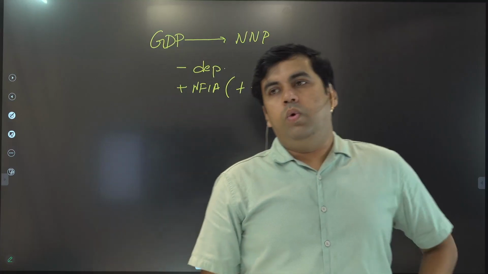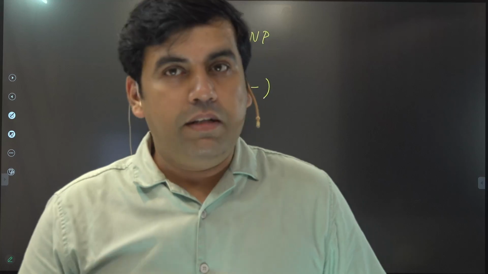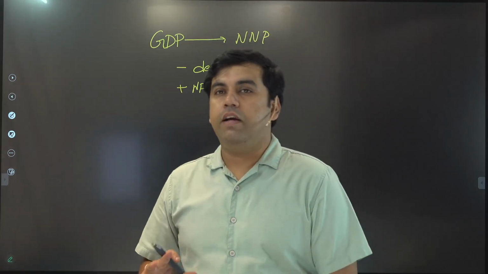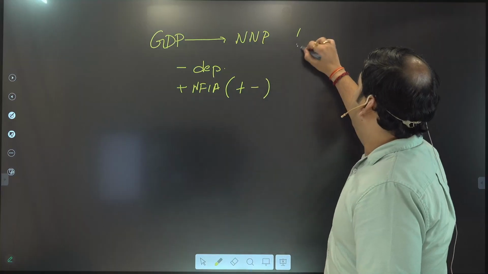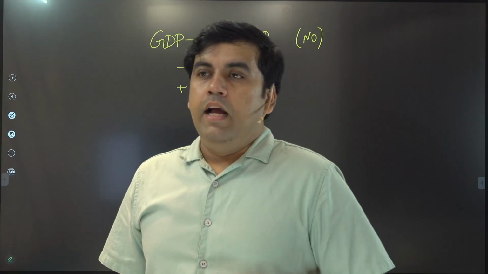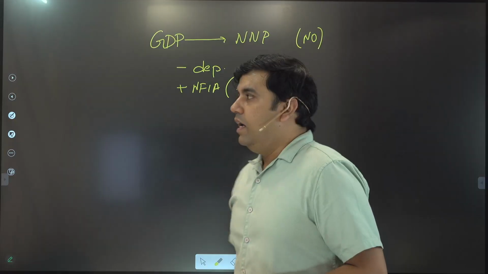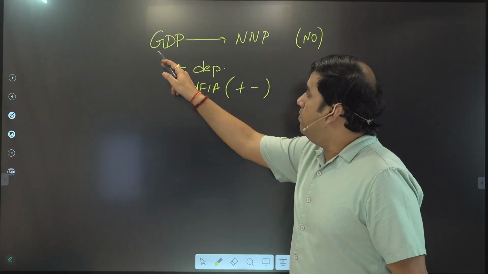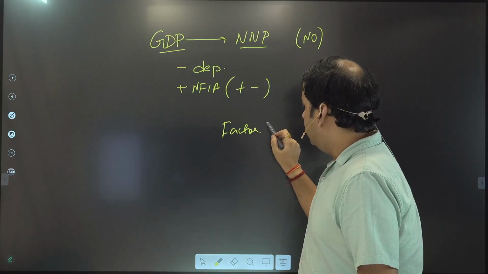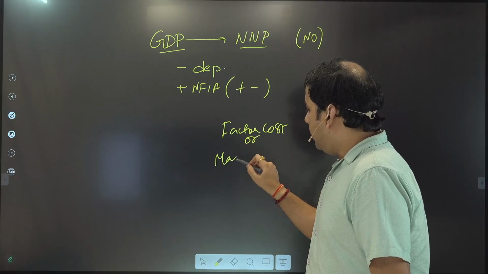Now, is this the national income finally? Is NNP the final national income? No. Why? It's really very simple. Guys, we do not know at what prices this was calculated. Factor cost? What is the value? Factor cost or market price?